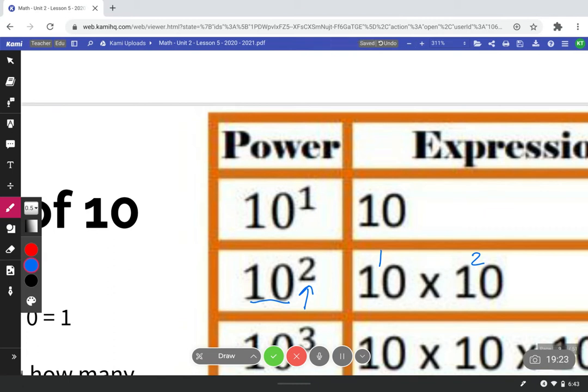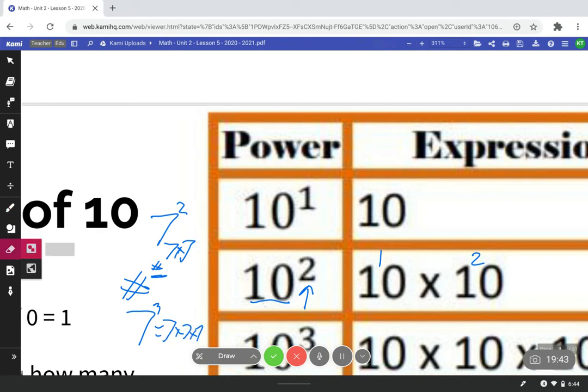I know it seems silly or weird, but it will make more sense the further we go along. So when I do 10 to the power of 2, that is telling me we are going to multiply 10 by itself 2 times. 1, 2. So you can do any number to the power of another number. I could do 7 to the power of 2, which would just be 7 times 7. Or I could do 7 to the power of 3, which equals 7 times 7 times 7. But here we're just focusing on the power of 10.